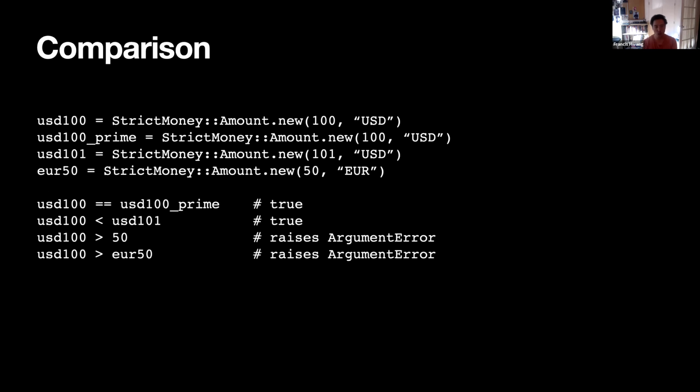So USD 100 is the exact same as USD 100 prime, a different instance of this class with 100 USD. It's less than 101 USD. You can't compare it to the number 50. That raises an error. You also cannot compare it to another currency.